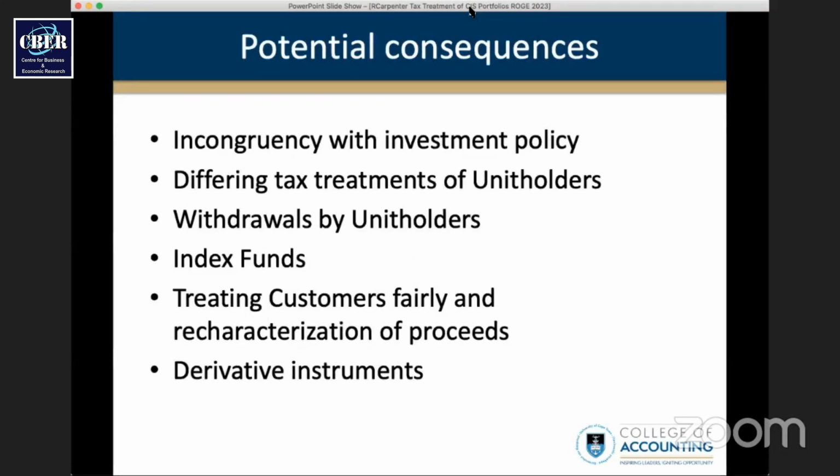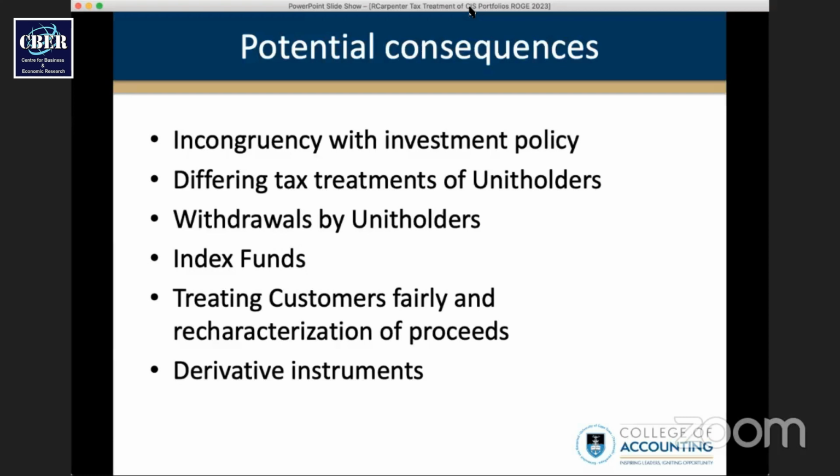However, what are the consequences of this proposed amendment? So firstly, there's incongruency with the investment policy. Managers of the portfolios are required to abide by the investment policy that's stipulated in the trust deed. And so now they may be influenced to hold a particular financial instrument for longer than what they should, just to ensure that the disposal is seen as capital rather than revenue.